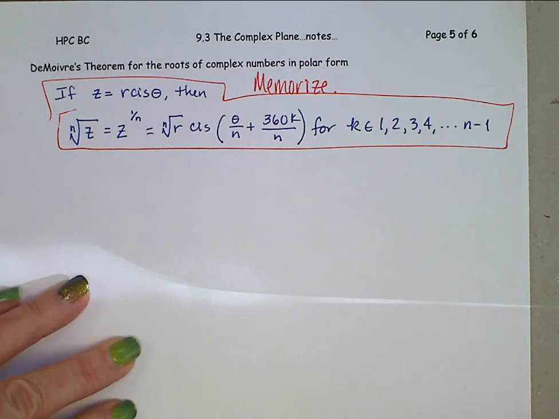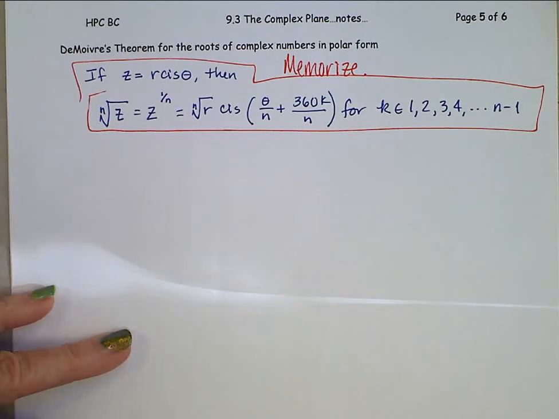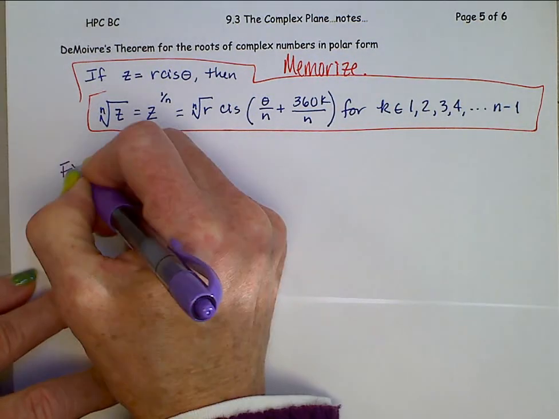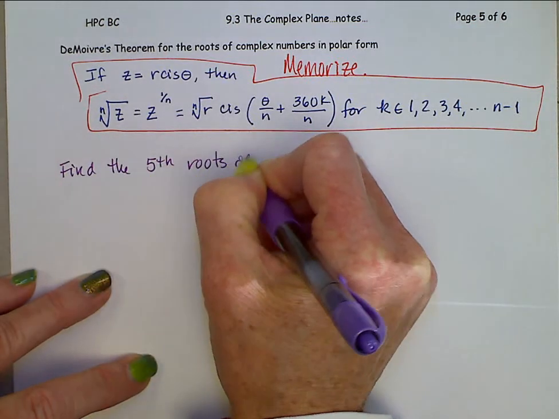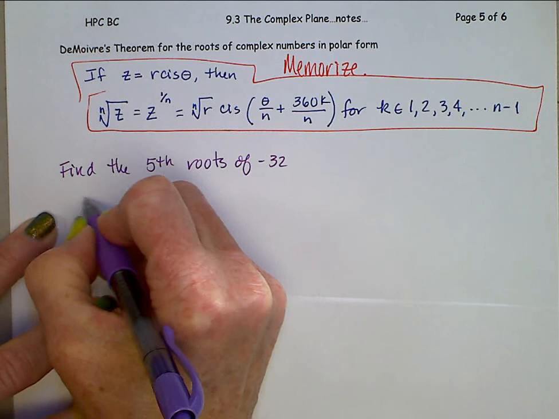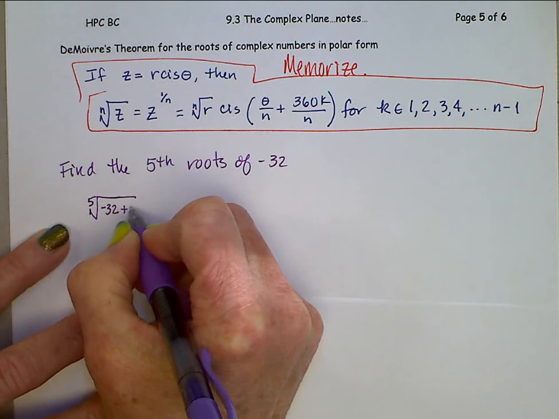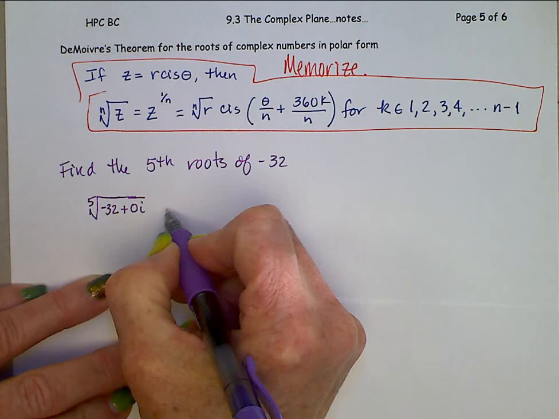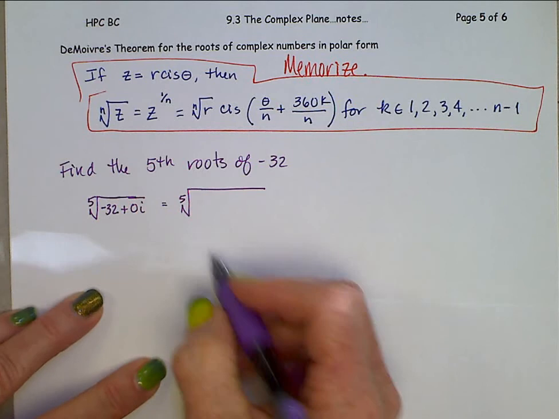All right, let's go back to this problem we were working on from the previous page, and let's see if we can apply this theorem to that. So we were wanting to find the fifth roots of negative 32. So that means that we want to find fifth roots of negative 32. Now let's write it as a complex number so that we see that imaginary part, negative 32 plus 0i. And we're going to need to rewrite that into polar form. So convert to polar form.